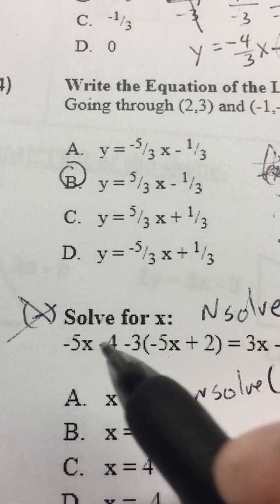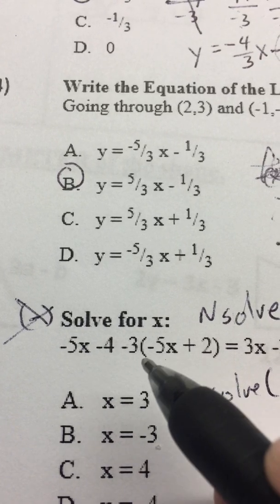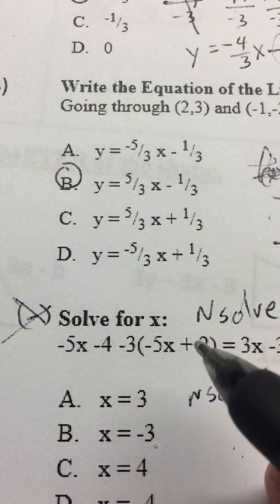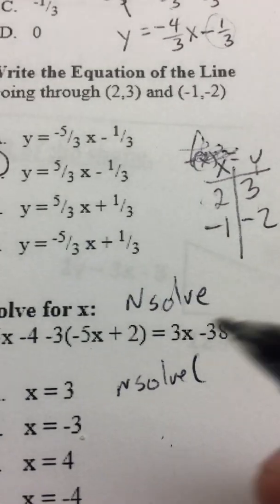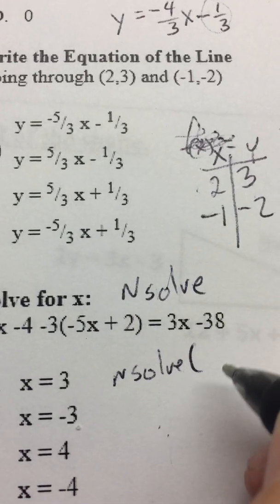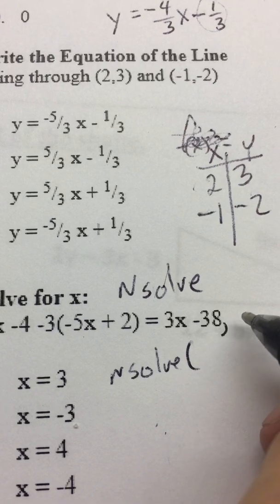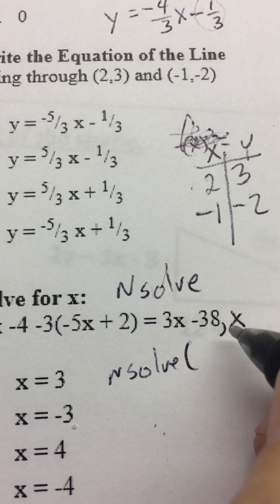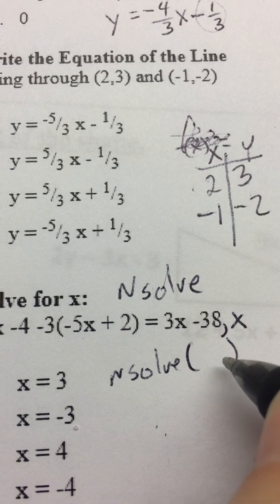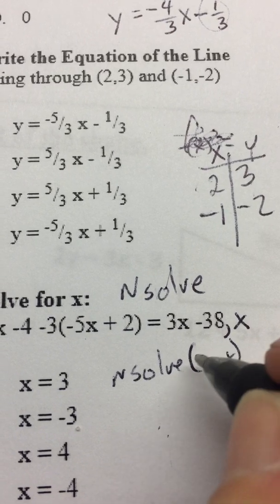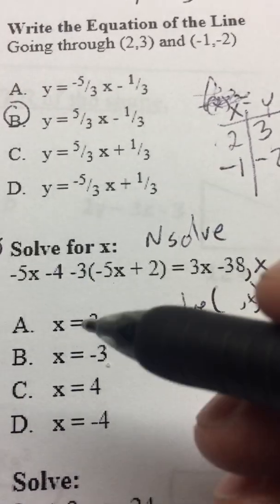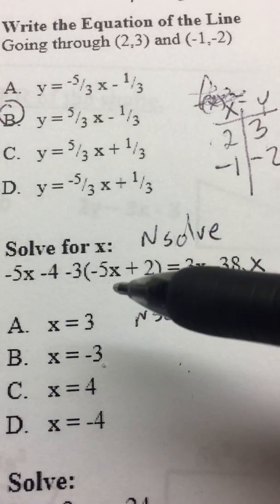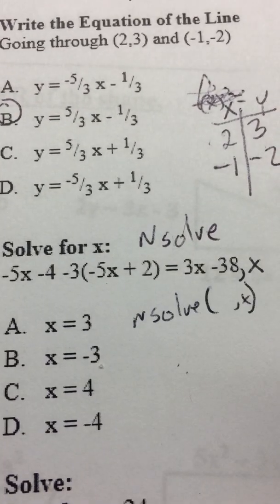So subtract 5x, subtract 4, subtract 3, parentheses, subtract 5x plus 2, close the parentheses, equals 3x, subtract 38. When you get to the end, before you close the big parentheses, put a comma and put an x, and then you'll have your final parentheses after this. So you're typing in the whole equation, comma x at the very end, then hit enter, and it will tell you what x is. What number can you substitute in for x that will make this true?